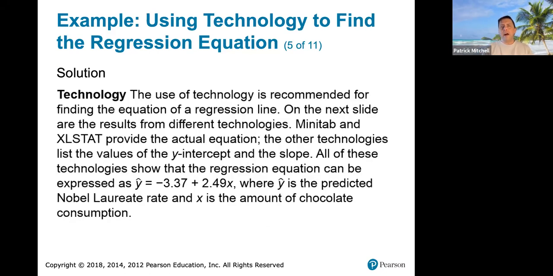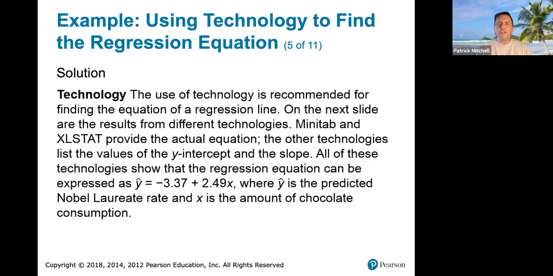The use of technology is recommended for finding the equation of a regression line. On the next slide are the results from different technologies. Minitab and XLStat provide the actual equation. The other technologies list the values of the y-intercept and the slope.